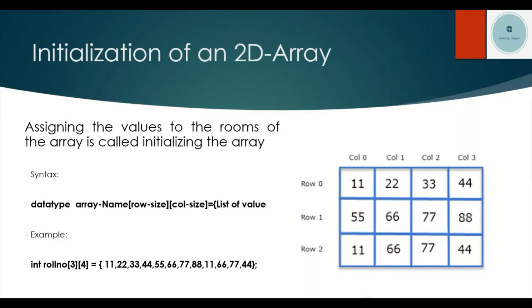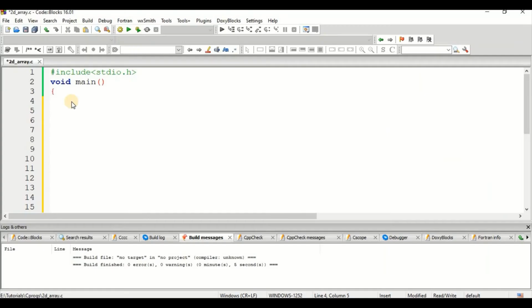Now we will see some examples practically, and we will go with the further part of the arrays chapter. Now let us see some examples on a 2D array. For this explanation, I will take one array called int rollnumber. I am going to make 3 rows and 4 columns. This statement is called the declaration of a 2D array.